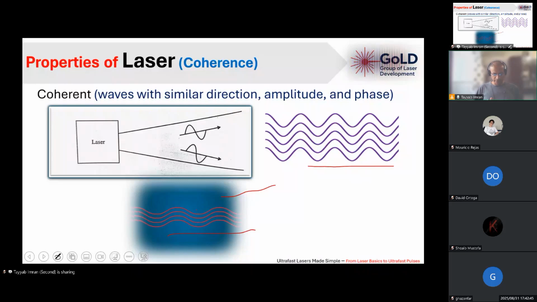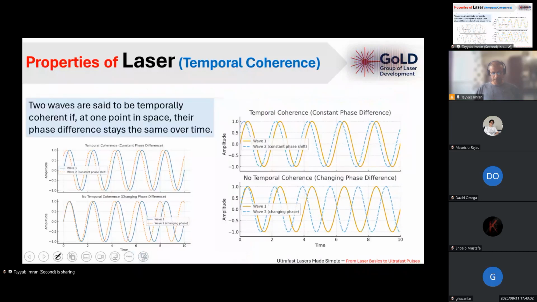Now we move further to coherence. Sometimes it's difficult to understand in some cases, so I have 3 more slides about coherence. So what do you see here? There are 2 kinds of coherence, which I mentioned already, I think in the first talk. I don't remember which lecture. So temporal coherence and spatial.